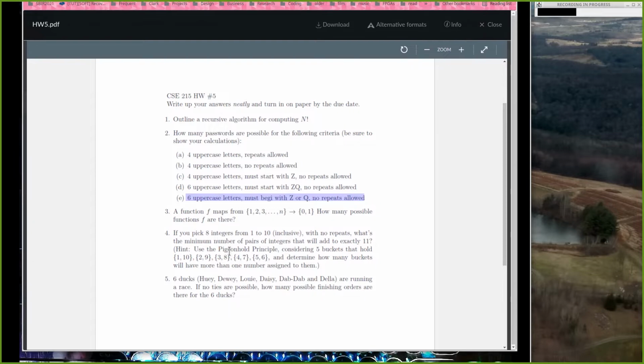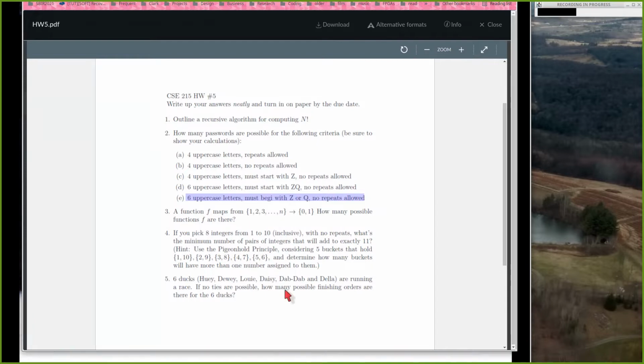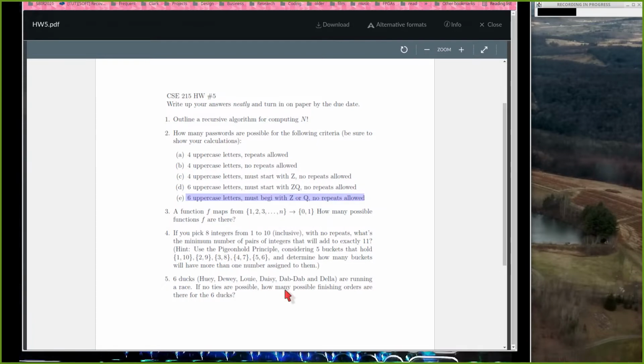All right, we did number 4 last time. That's pigeonhole principle. And then the duck race. So 6 ducks running a race. Has anybody here ever seen a duck race? No. I feel like it'd be like herding cats. I've seen a chicken race. Chicken race, probably the same idea. Where'd you see a chicken race?